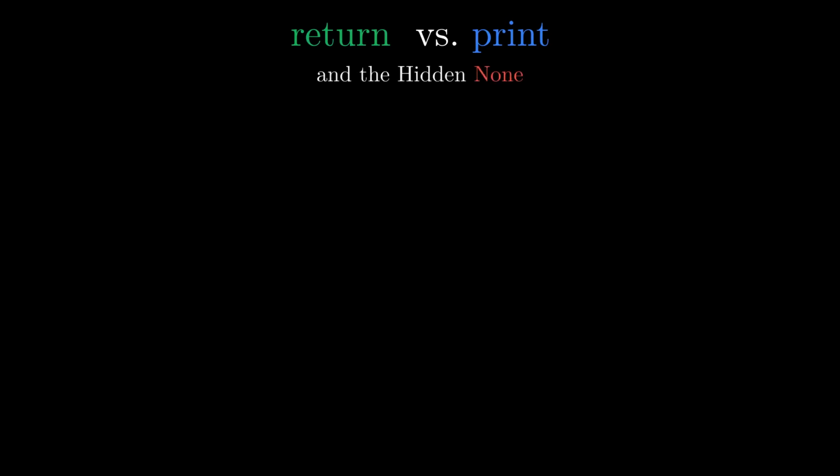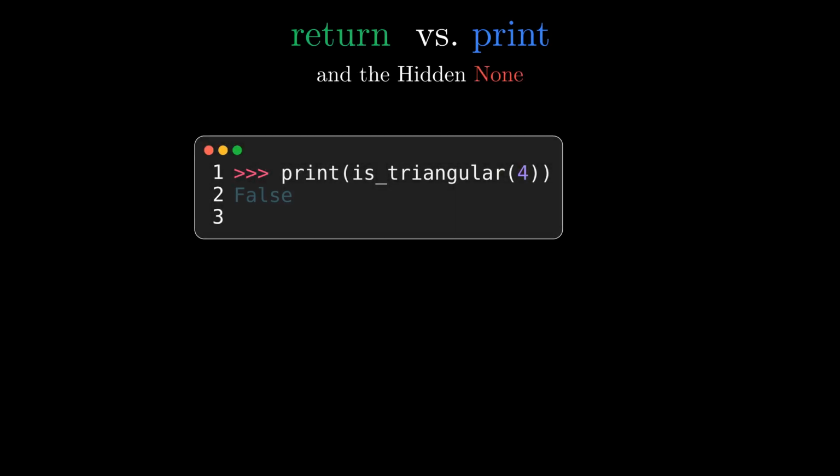You write a function. It computes the right answer, prints it to the console, and then a mysterious extra word appears underneath: None. Where did that come from? Today, we untangle the two most confused ideas about Python functions.